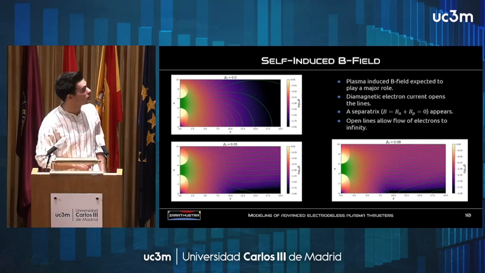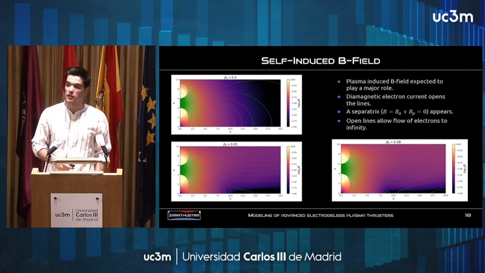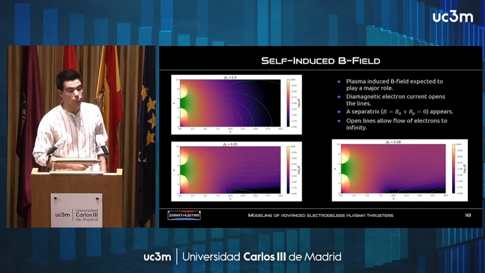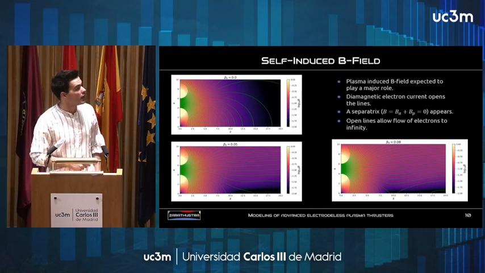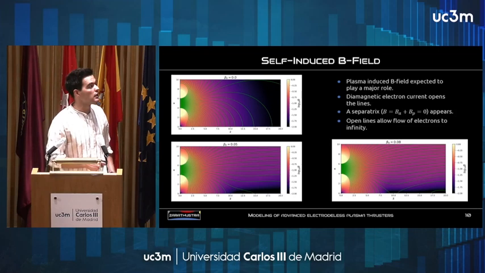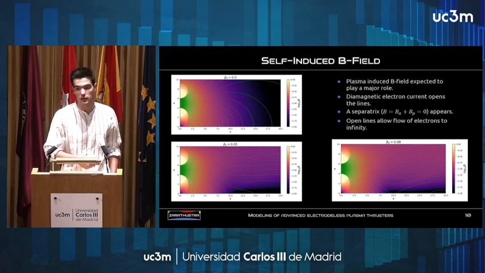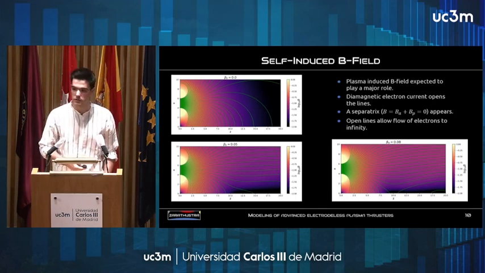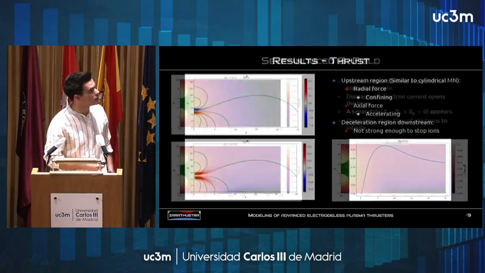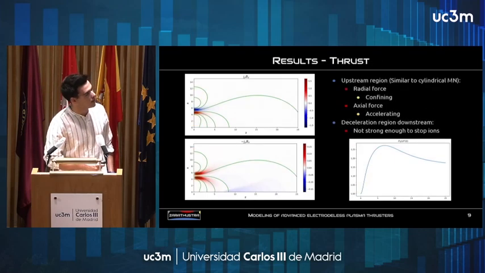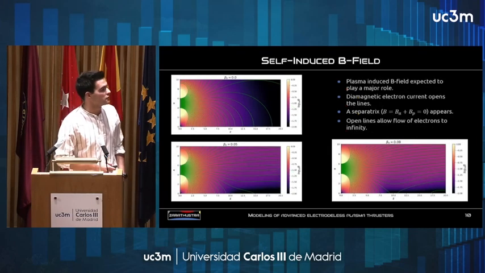However, here you can see it very clearly, we have the appearance of a separatrix point. This is a point where the magnetic field is 0, and this opens completely the magnetic line. So that way we can have an electron current going downstream that will be able to neutralize the plasma and therefore avoid, in principle, this effect.